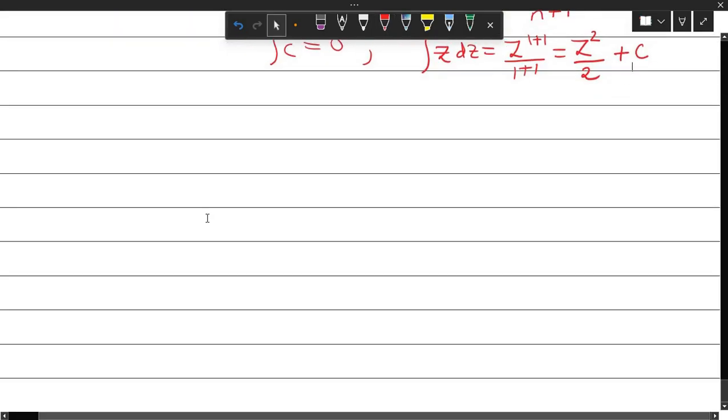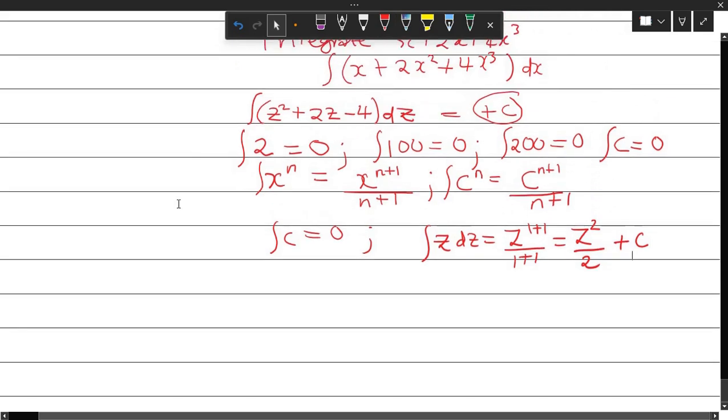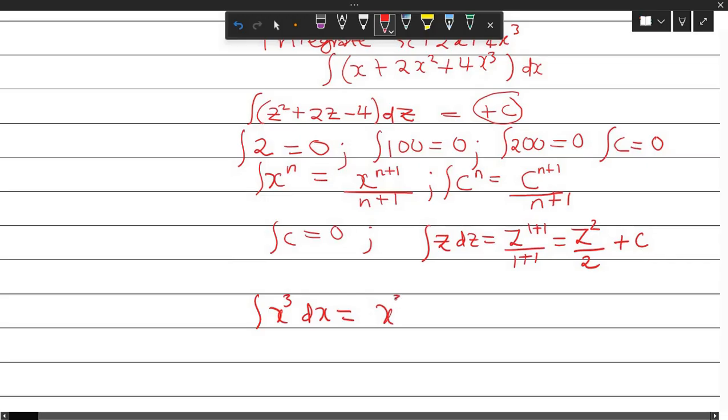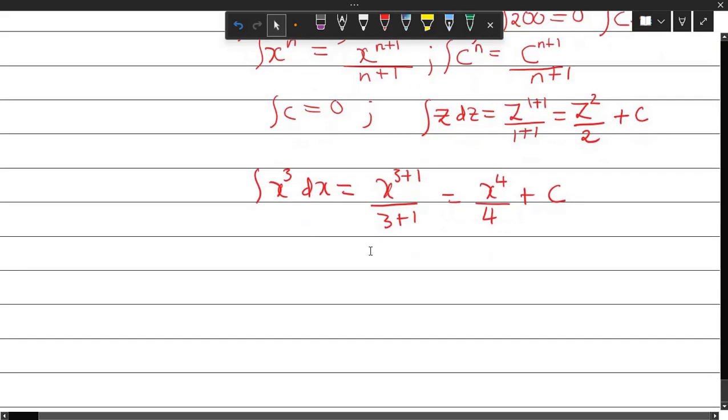Okay, so let's do some more examples. So let's say integrate x to the power 3 dx. This is same as we apply the formula. Our n is 3, so we write x to the power 3 plus 1 divided by 3 plus 1. So our answer will be x to the power 4 over 4, since 3 plus 1 is 4, plus c. This is our answer. Okay, so that's nice.